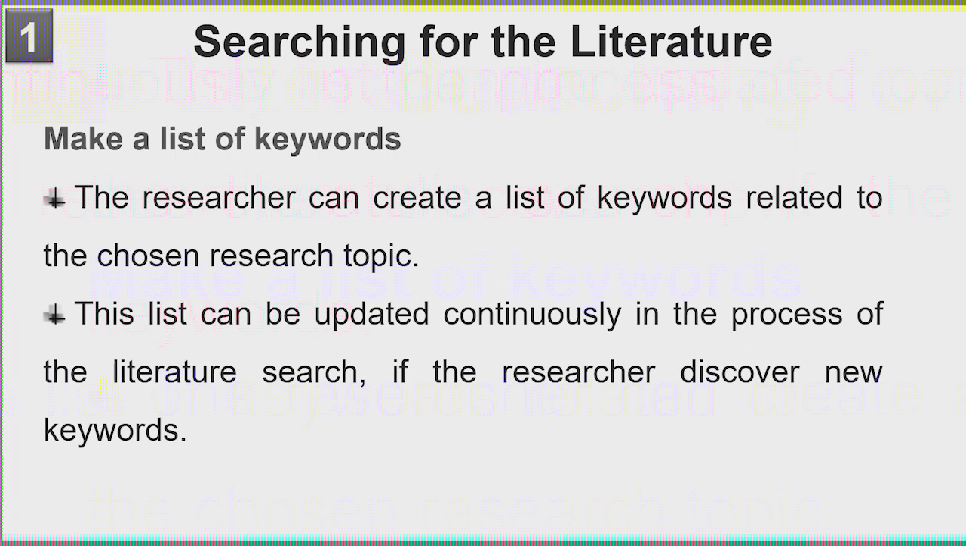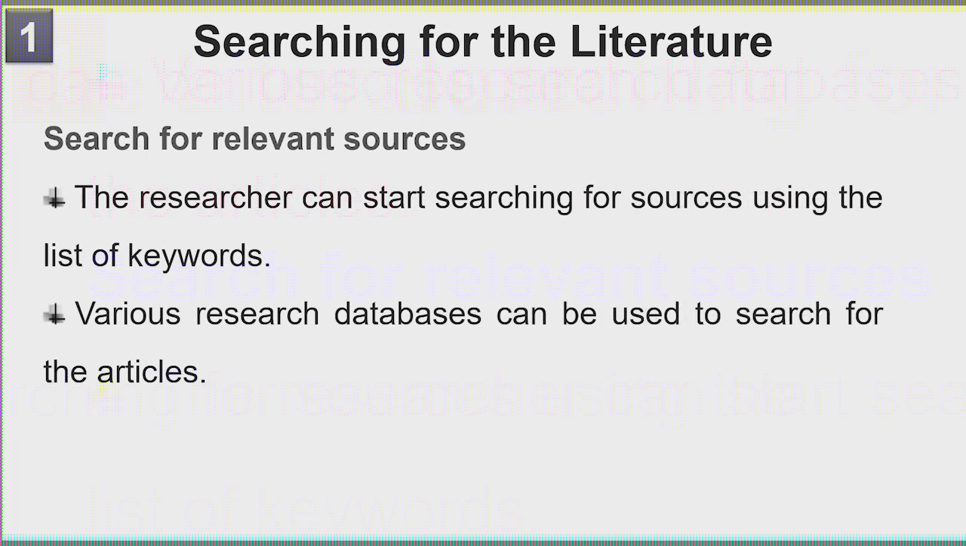In this sub-step, the researcher can create a list of keywords related to the chosen research topic. This list can be updated continuously in the process of the literature search if the researcher discovers new keywords. In the sub-step search for relevant sources, the researcher can start searching for sources using the list of keywords.